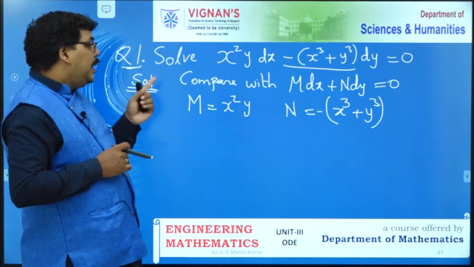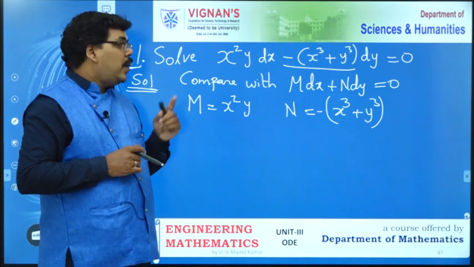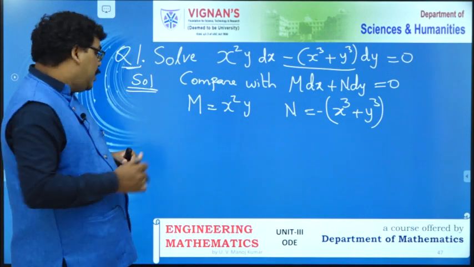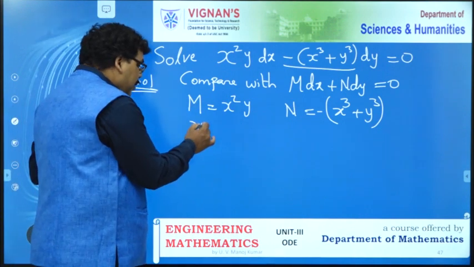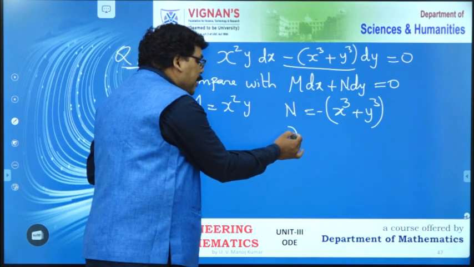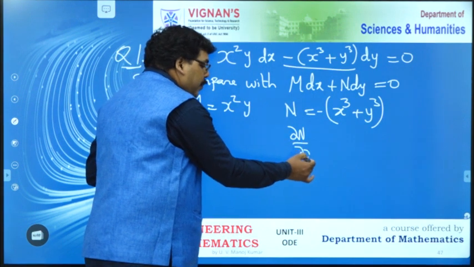So what is your M? M is x square y. What is your N? N is minus of x cube plus y cube. So what do we want to check? We want to check whether ∂M/∂y equals ∂N/∂x.